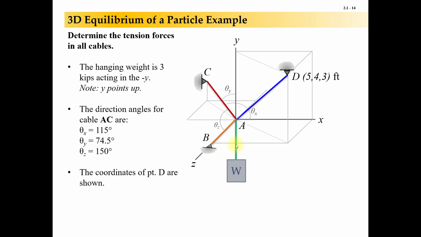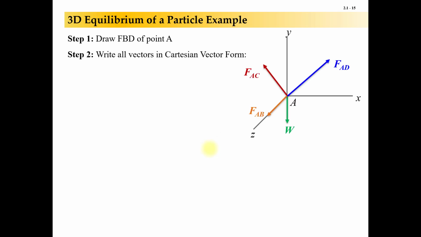So the green weight here and the orange cable AB are both very easy to define in 3D. The other two are a little bit harder. So we're going to determine the tension forces in all cables. First step, draw the free body diagram.